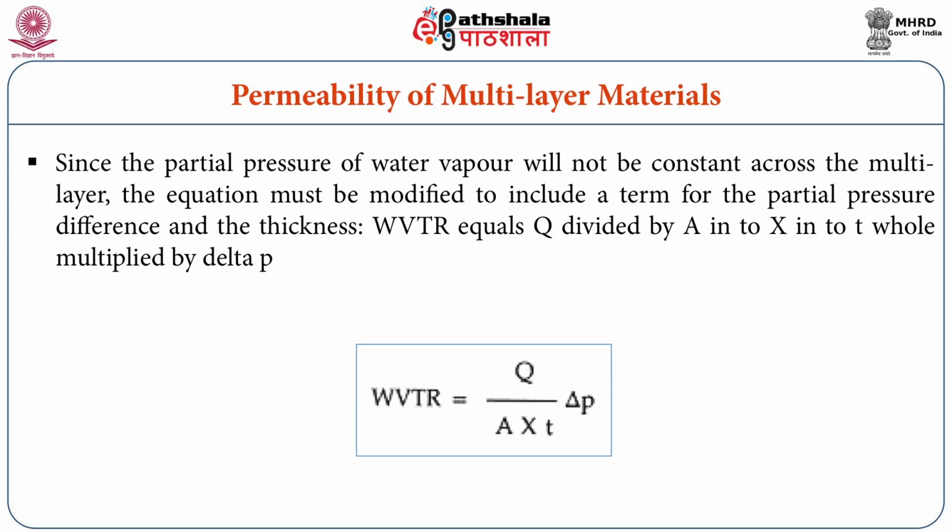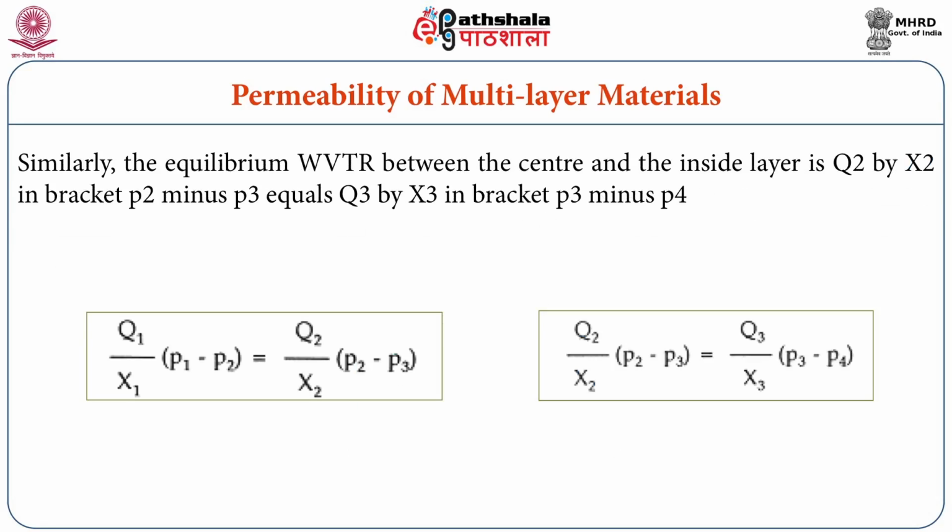WVTR equals Q divided by A into X into T, whole multiplied by delta P. Now, since the area A and time T will be the same for all the 3 layers, the equilibrium WVTR between the outside and center layers can be calculated as Q1 by X1 in bracket P1 minus P2 equals Q2 by X2 in bracket P2 minus P3. Similarly, the equilibrium WVTR between the center and the inside layer is Q2 by X2 in bracket P2 minus P3 equals Q3 by X3 in bracket P3 minus P4.